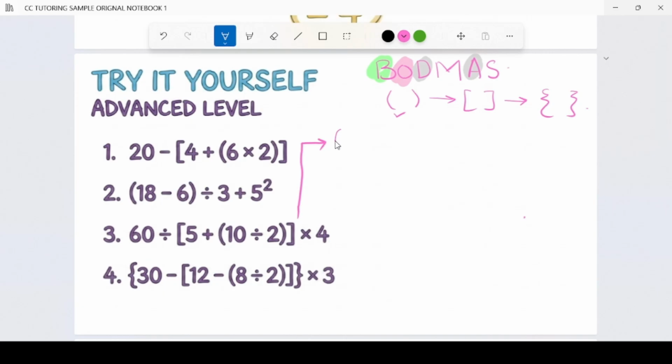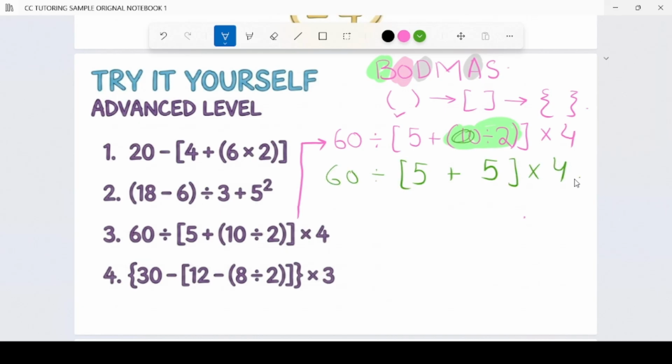So that is 60. I'm going to write the question. 60 divided by the bracket, that is 5 plus 10 divided by 2, and multiply by 4. According to this, I'll solve this part first, and that is 10 divided by 2, 5. 5 plus 5, this is my bracket, then 60 divided by the bracket, multiply by 4. So 5 plus 5 equals 10. Anything that is inside the bracket, we don't have to think about anything else. We'll just solve the bracket. Now I solve this bracket.